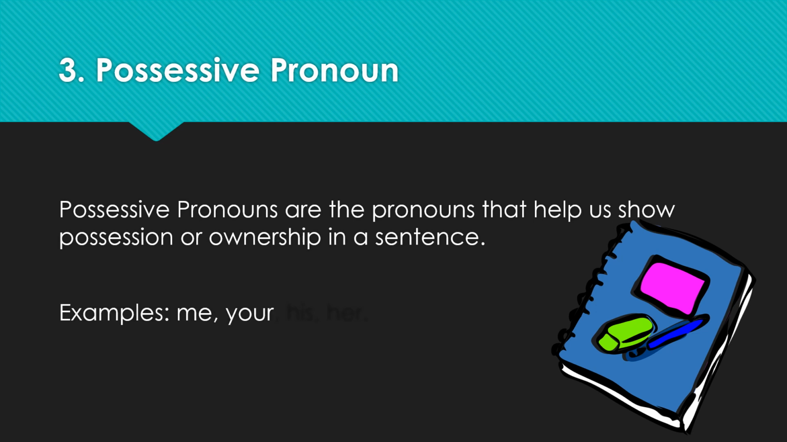So the words which show possession are pronouns. They are my, your, his, and her. Like if I say this register belongs to me. So me is what? Me is the possessive pronoun. If I say this pen is your, so your will be a possessive pronoun.